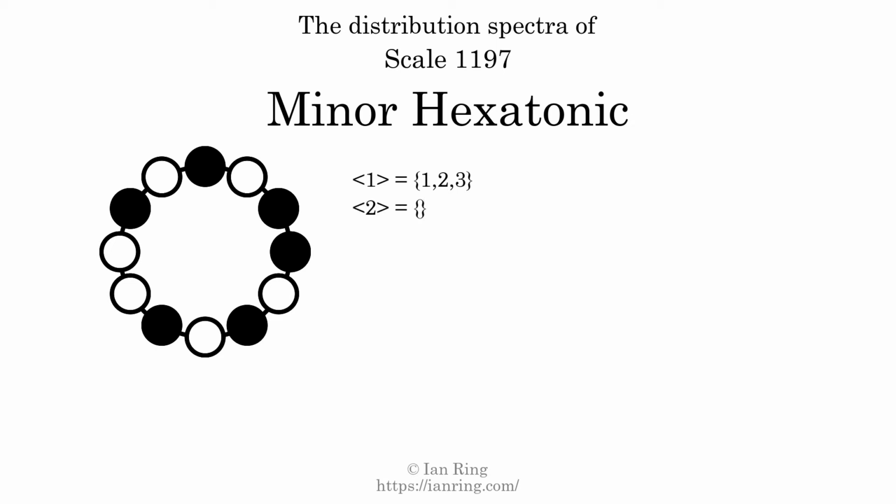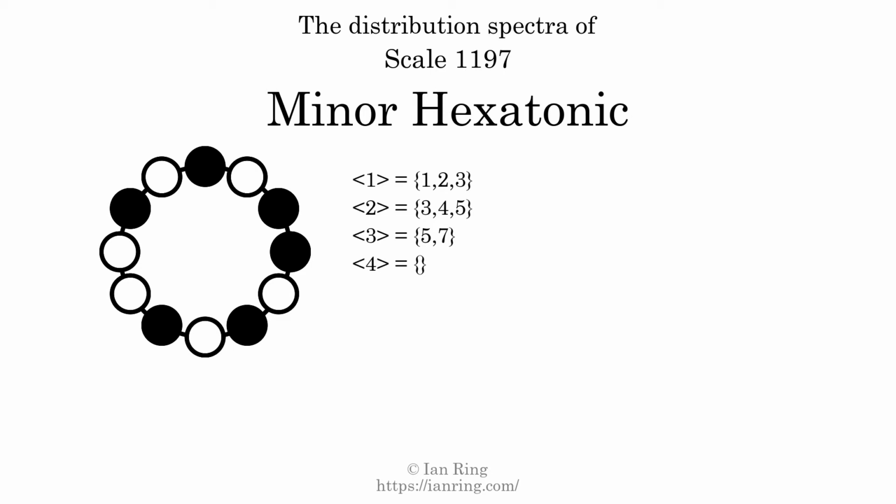The generic interval of 2 scale steps comes in 3 different specific interval sizes: 3 semitones, 4 semitones, and 5 semitones. The spectrum width of this generic interval is 2. The generic interval of 3 scale steps comes in 2 different specific interval sizes: 5 semitones, and 7 semitones. The spectrum width of this generic interval is 2.